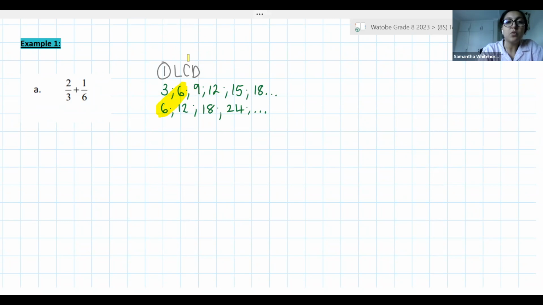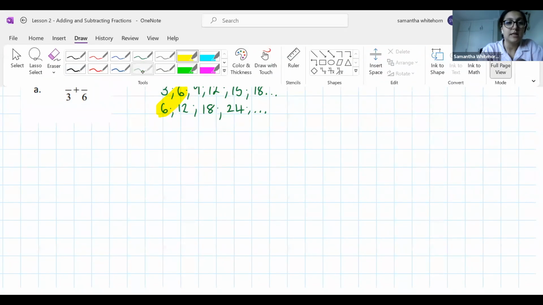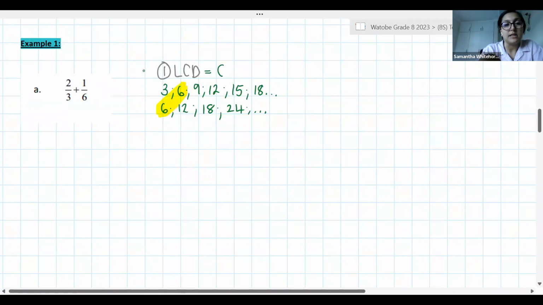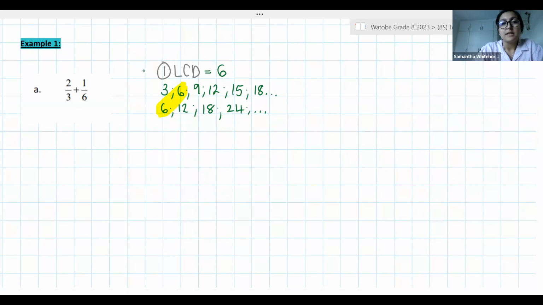And here, the smallest number that is common to both of them is 6. And so that means my LCD is 6. That now means I know what I need to change my denominators to.